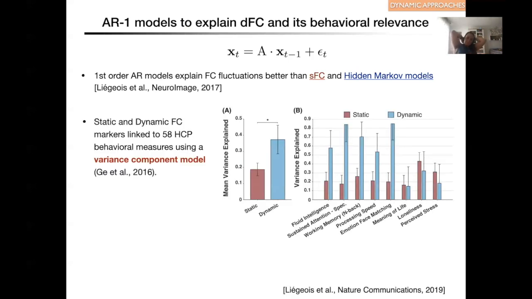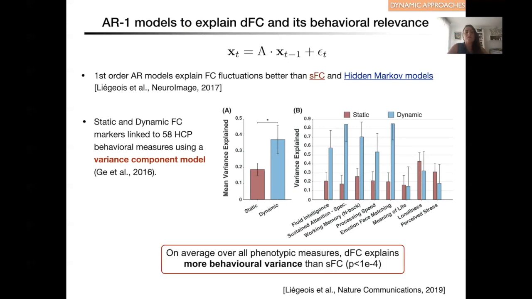And also, when trying to link static and dynamic FC, found with the autoregressive model, with the behavioral variables, so behavioral measures on healthy subjects from the HCP, on average, dynamic functional connectivity explains more behavioral relevance than SFC.